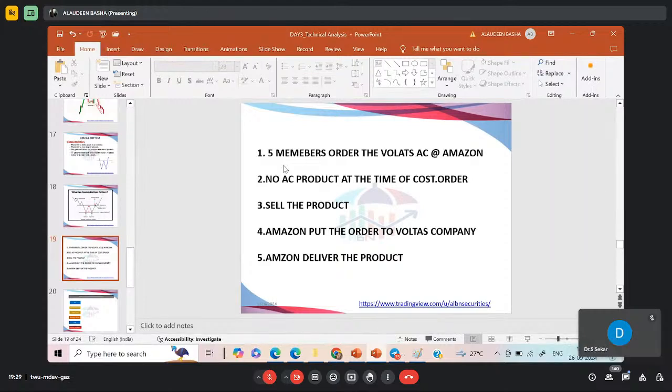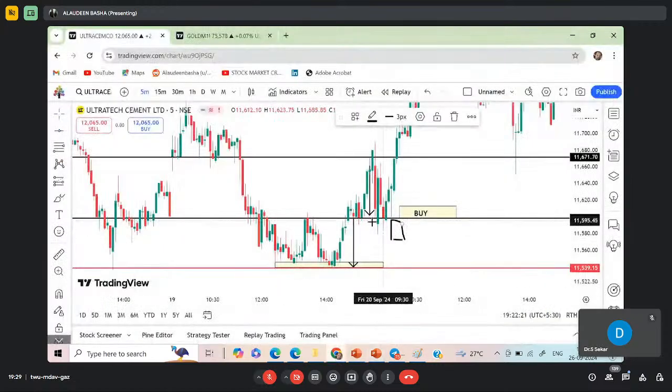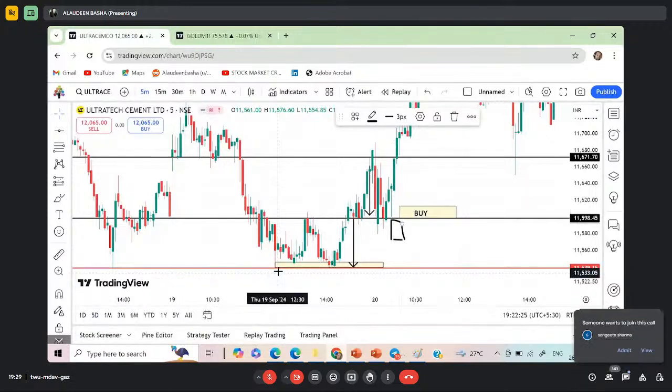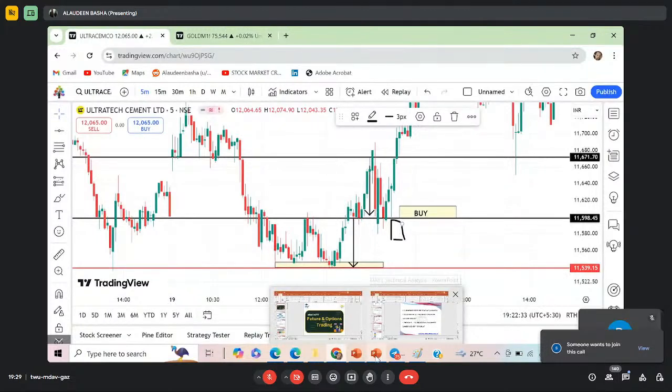Yeah, this is the method of trading of sell and buy. The same concept is applicable in the stock market also. You can sell the product and buy the product in the stock market. Without having a product, you can sell at any time. Similarly, you can buy at any time. This is one of the major scenarios in the stock market.